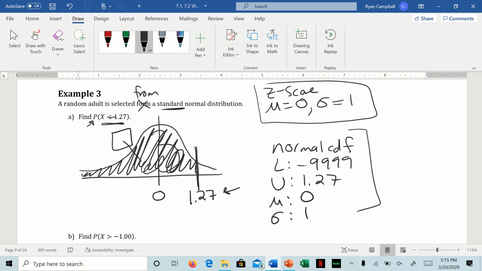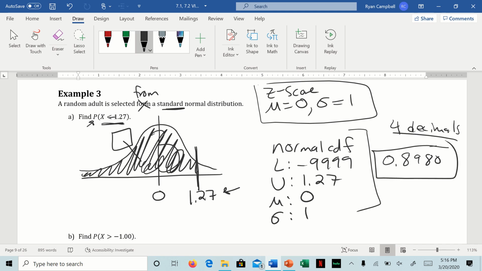So when we type all of that into the calculator, there we go, we should end up with 0.8980. When we're finding probability, typically we use 4 decimals for normal. Again, you don't really need to worry about that. I'll let you know one way or the other. And if I don't tell you on the test, obviously you can do whatever you want, right? But homework typically just tells you what decimals. And that's it. We're done.